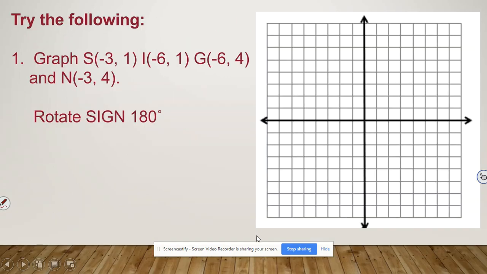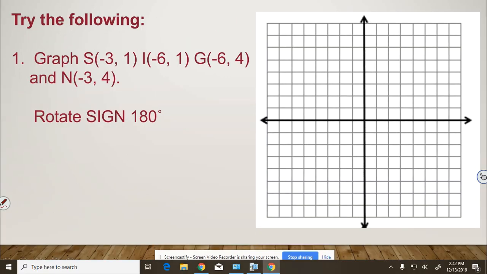So here we have our first example. We're going to go ahead and graph SIGN, which is sine. So S starts at negative 3, 1. So we go left 3, up 1, label that S. Then I is negative 6, 1, left 6, up 1. G is negative 6, 4, so left 6, up 4. And N is negative 3, 4, so left 3, up 4. So we get this 3 by 3 square.